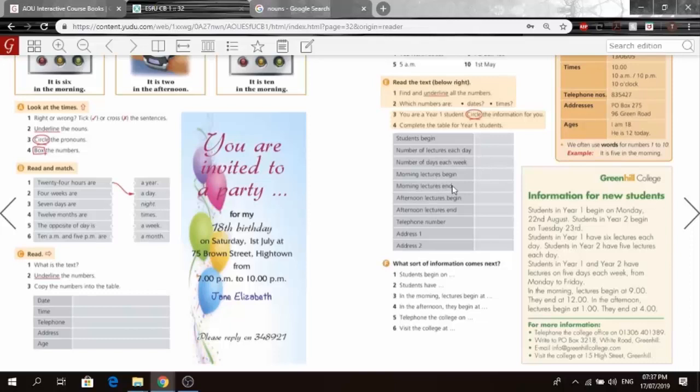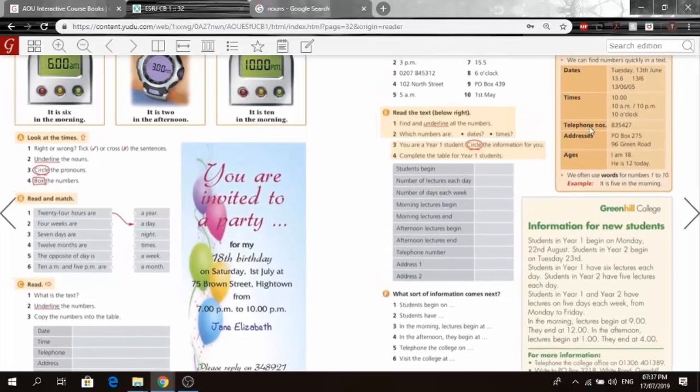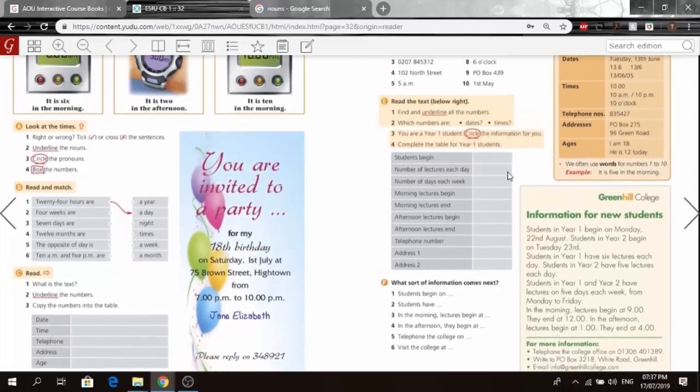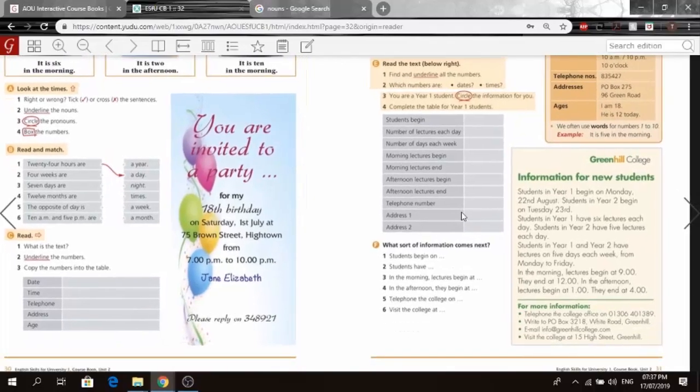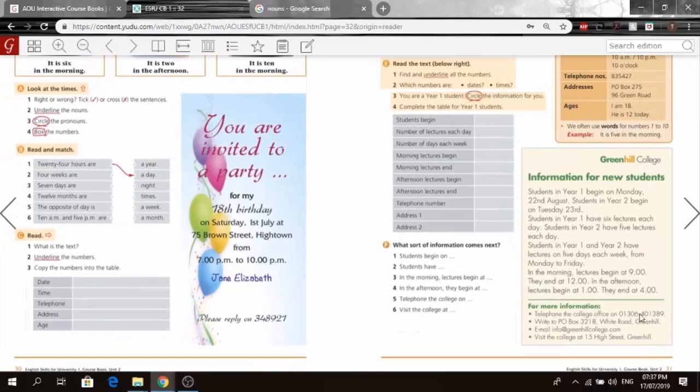Morning lectures begin, I think it said 9, right? Yep, 9. So morning lectures begin, you can just write 9 a.m., or you can write 9, whatever style you want to write it in. Totally up to you, okay? Morning lectures end at 12. Same thing, okay? Afternoon lectures begin at 1, and they end at 4, okay? Telephone number, okay, let's go down here, and you can just write this long number here, telephone number. Address 1, so address 1 is obviously the P.O.